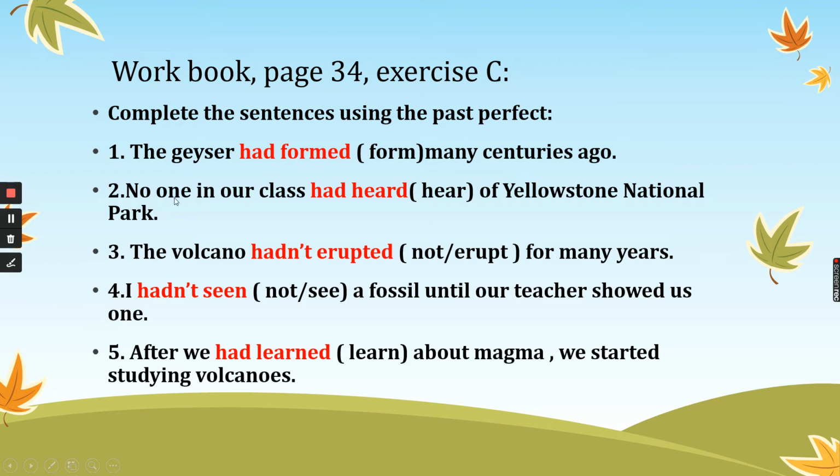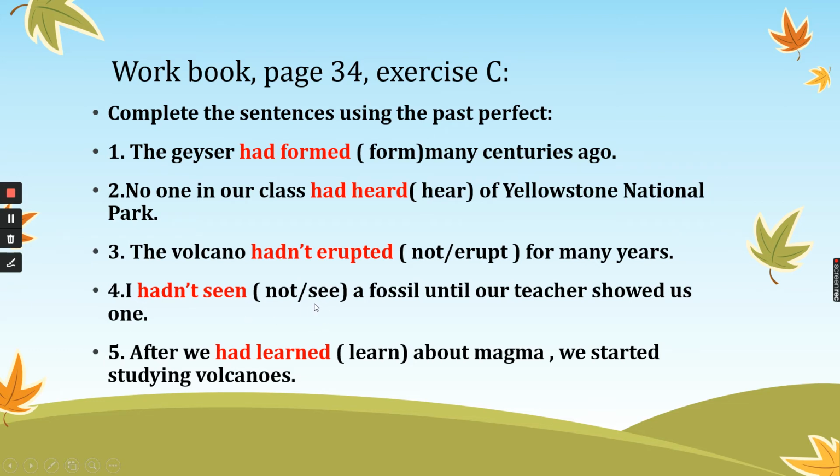Number 2, no one in our class had heard of Yellowstone National Park. So we have the verb here and the past perfect is had heard. 3, the volcano hadn't erupted for many years. We have the verb erupt and the negative form. So hadn't erupted.